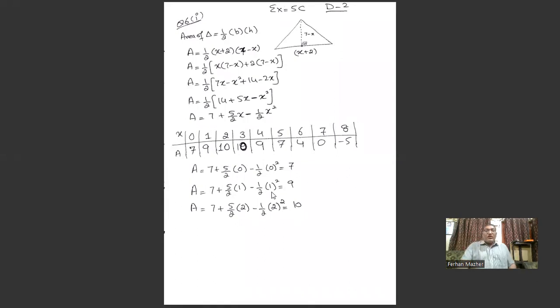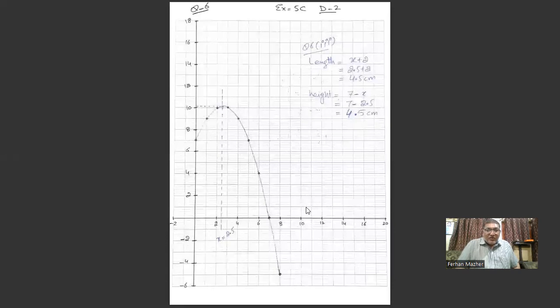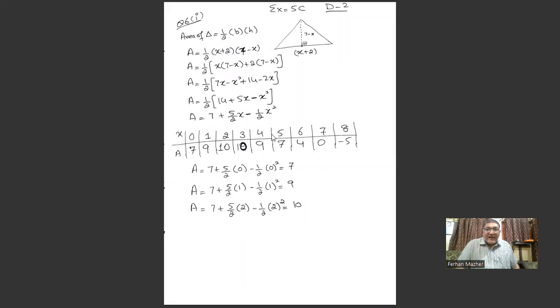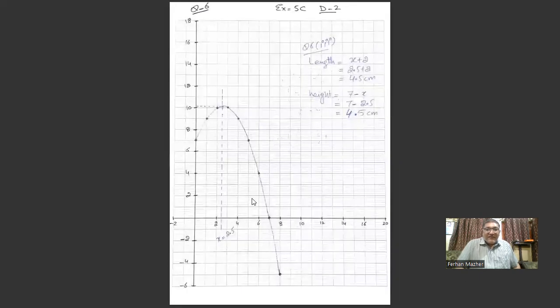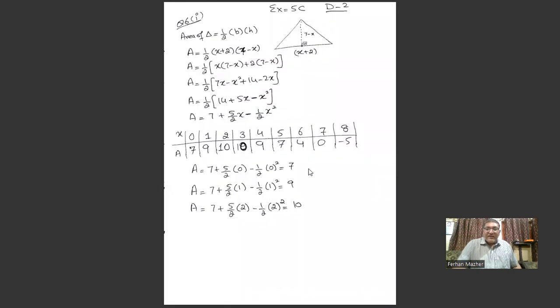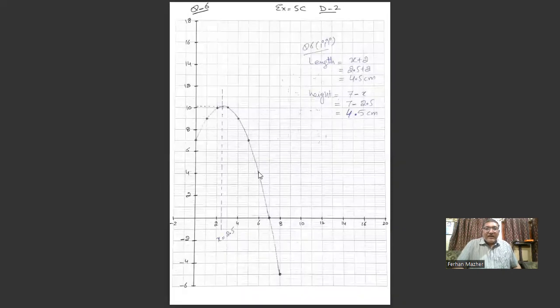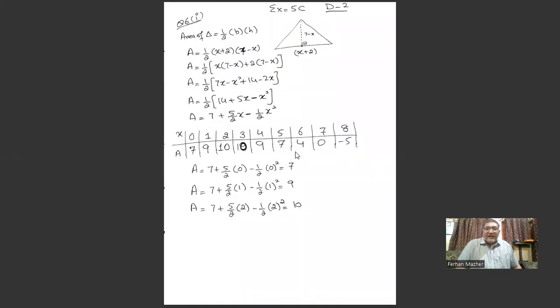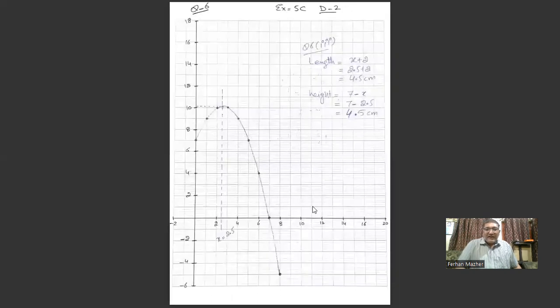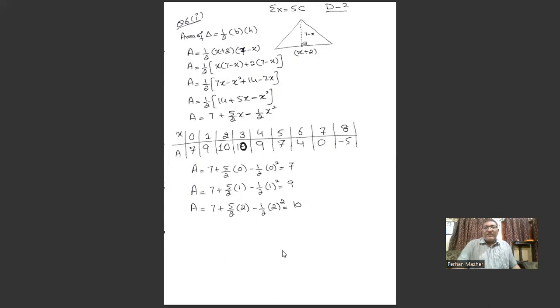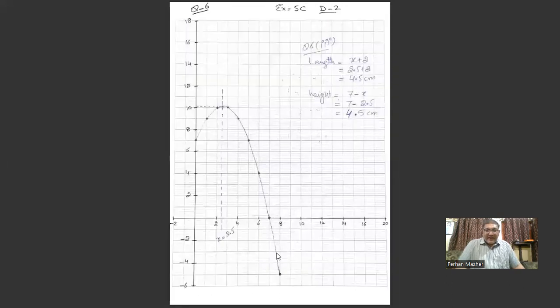At 4 you will have 9, so I will put this dot. And at 5 you have 7, so I will put this dot. At 6 you will have 4, so this is that dot. At 7 you will have 0, I put that dot. And at 8 you will have minus 5, so that dot will be here.